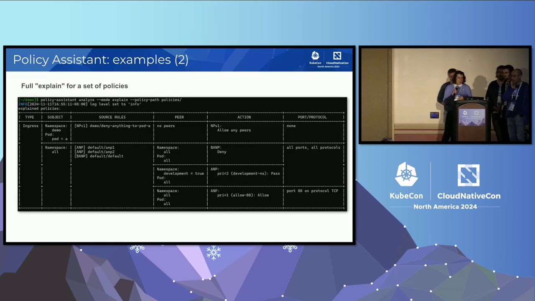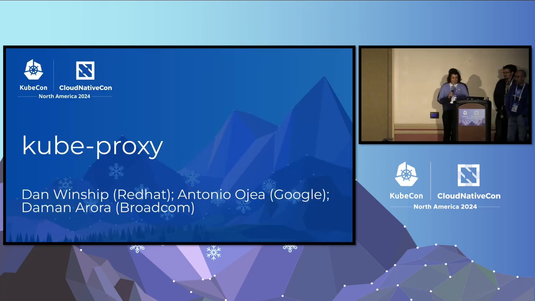And then another one is you can get a full explain for a full set of network policies. That is probably the best feature ever. So it's basically the tool that finally explains what is actually happening in your cluster. And on that, we are done with our updates from SIG Network Policy API's subgroup.